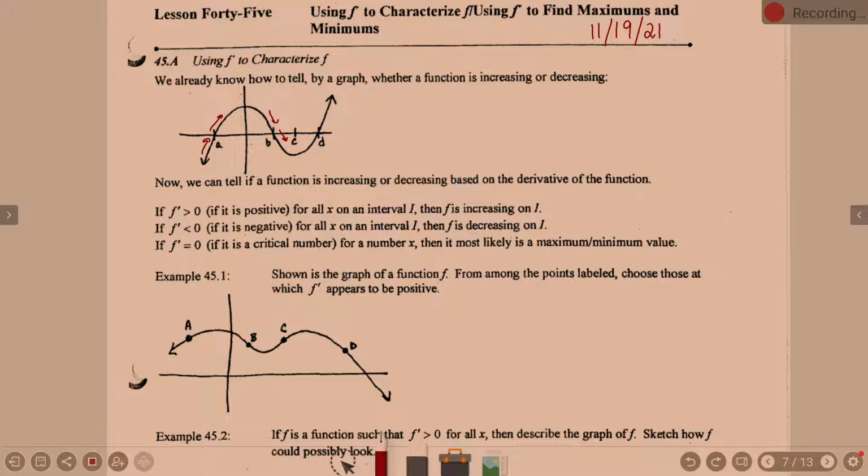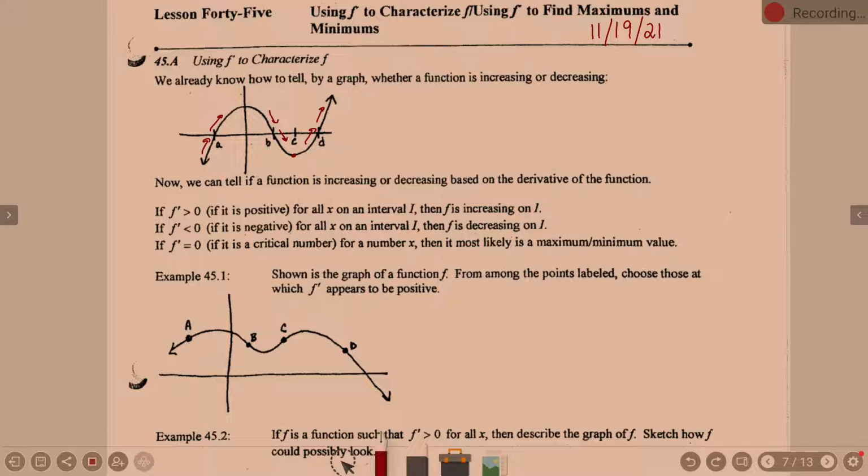What's at C? It's a min, right? So is it increasing or decreasing? It's neither. It's a minimum. And then at D, it is increasing. Okay, so that's just being able to visually look at the graph. The derivative can tell us all that information, if we know the derivative of the graph. So now we can tell if a function is increasing or decreasing based on the derivative of the function.